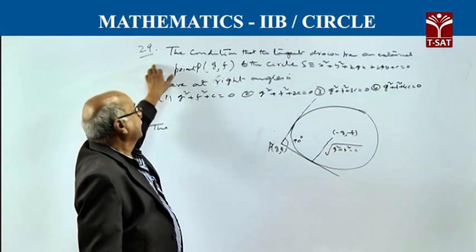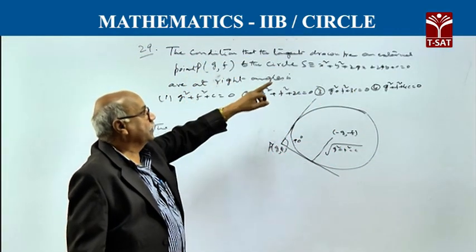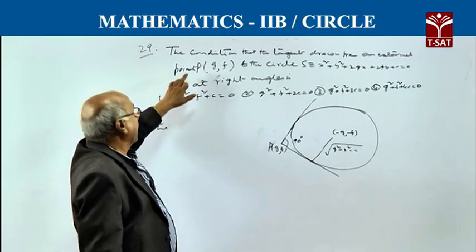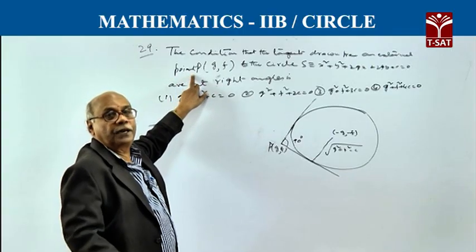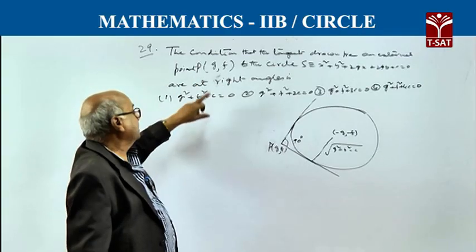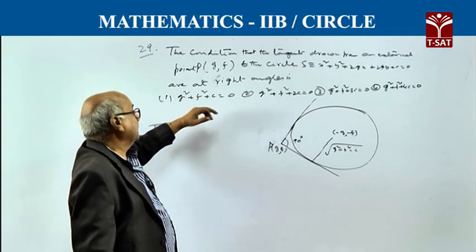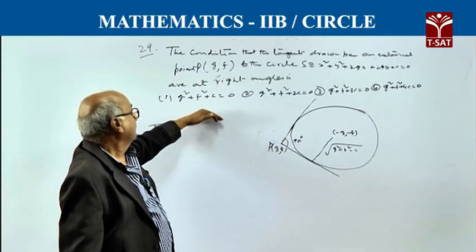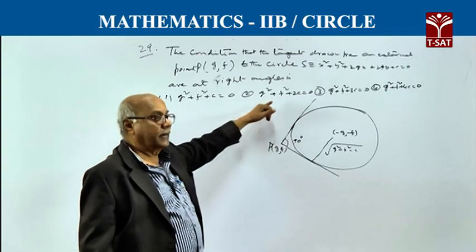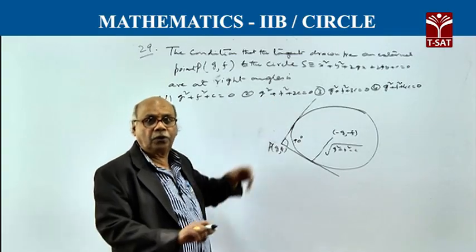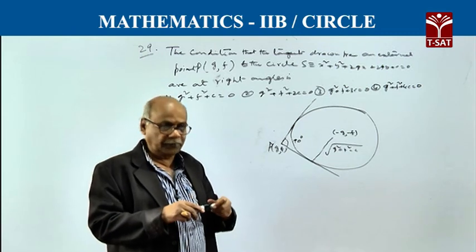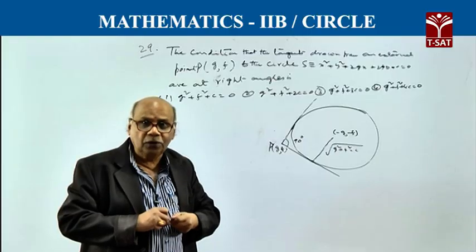Problem number 29. (g, f) is an external point to the circle x square plus y square plus 2gx plus 2fy plus c equal to 0. And if the tangents drawn from P to the circle are to be at right angles, the condition is, he has given 4 conditions, out of which we have to find the correct option. So, the options are, first option is g square plus f square plus c equal to 0, and second option is g square plus f square plus 2c equal to 0, and third option is g square plus f square plus 3c equal to 0, and fourth option is g square plus f square plus 4c equal to 0.